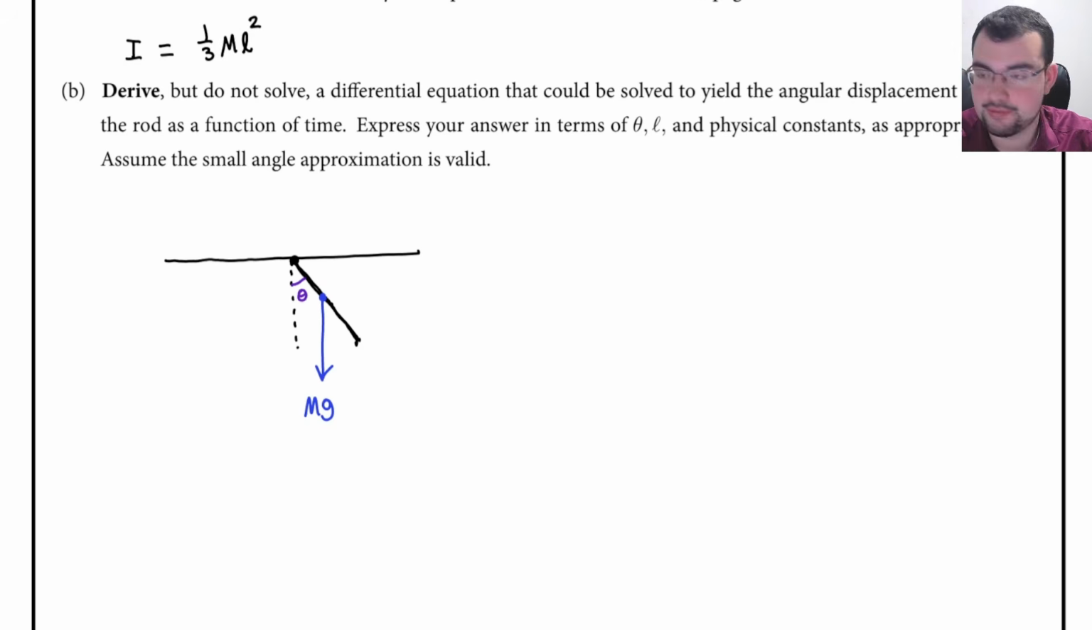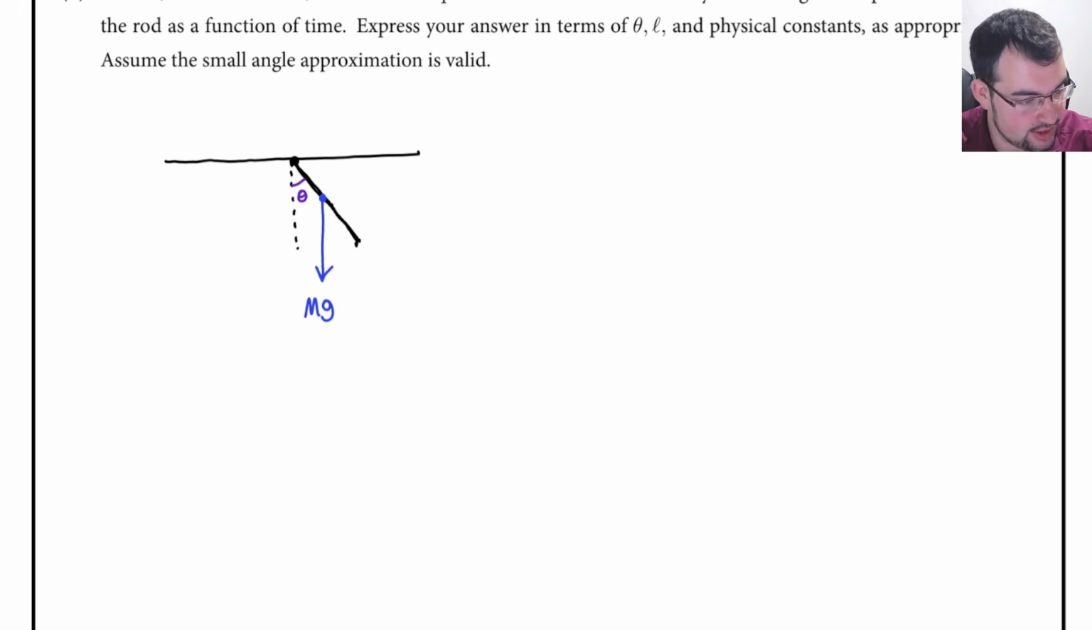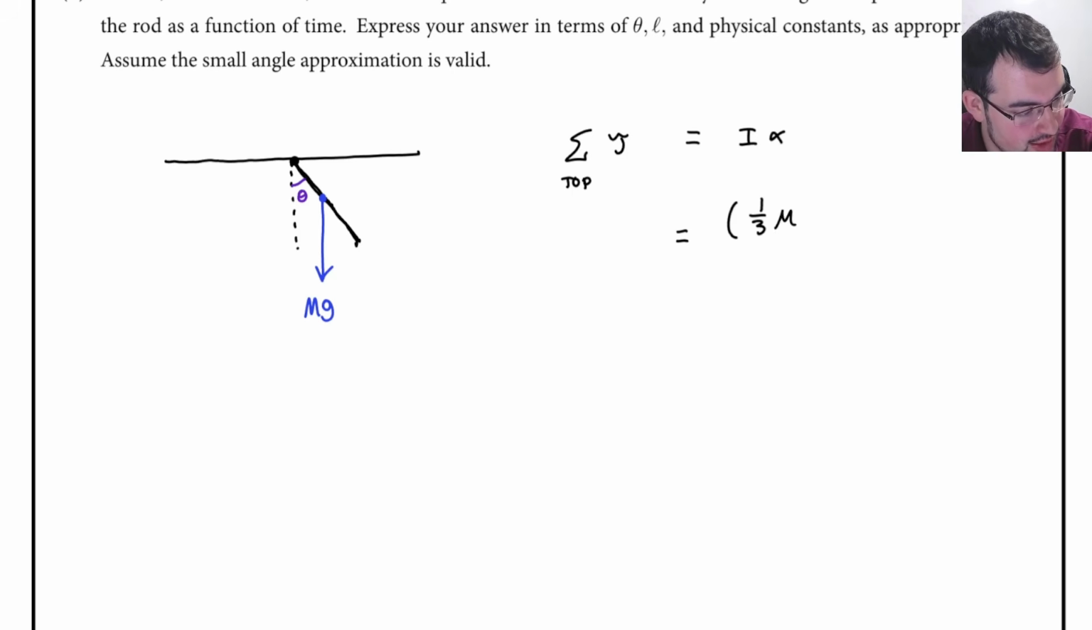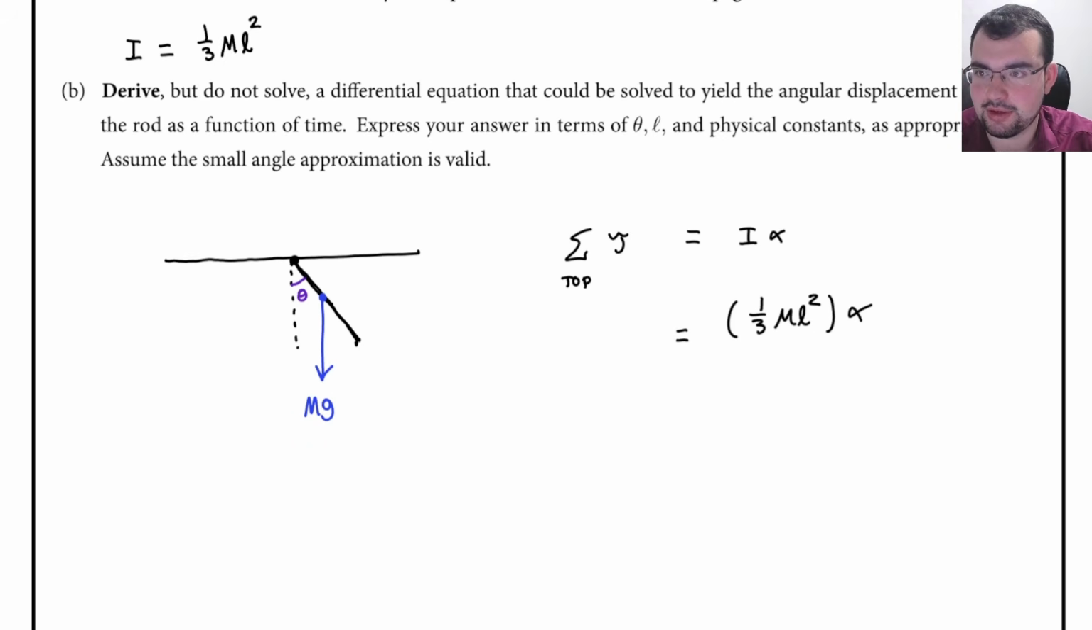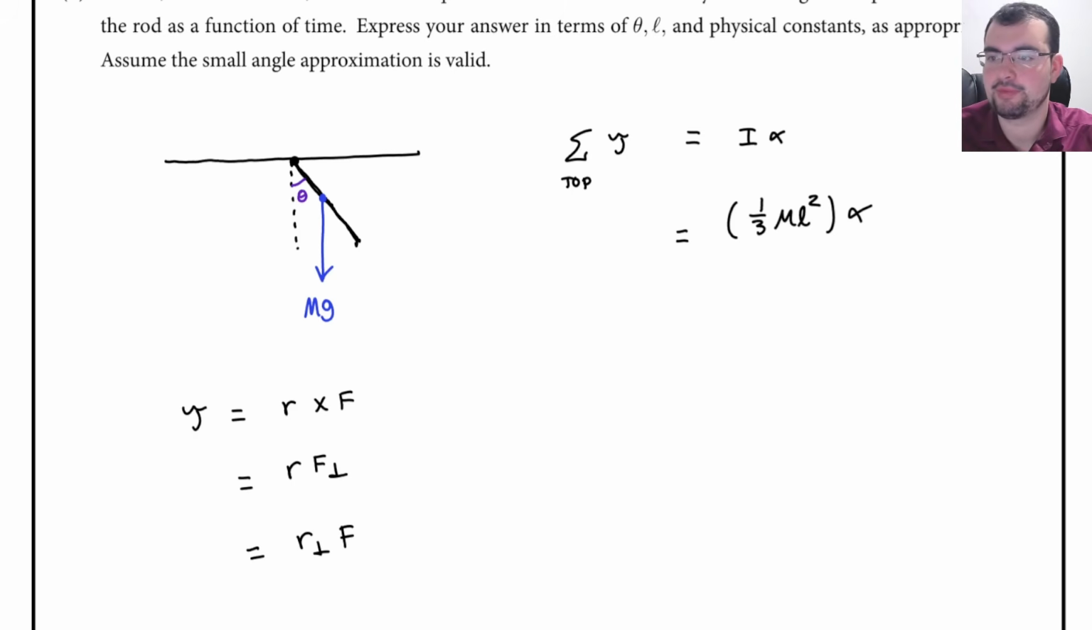So the challenge here is figuring out what the actual torque is, because we know the force is just mg. So we're using the relationship that the sum of the torques about the top pivot is I times alpha. And we know that I is 1/3 ml squared about the top, because I told you that, and that's alpha. All right, so how do we find the torque? There's lots of ways to find torque. Torque can be found by r cross F, which is equal to r times F perpendicular, which is equal to r perpendicular times F. All of these are the same. The cross product definition is kind of annoying, so I never use that one.